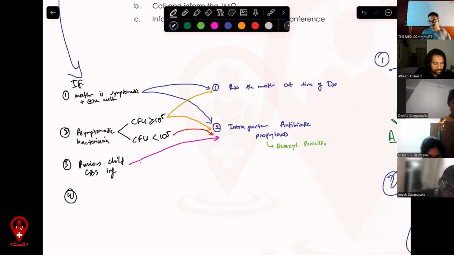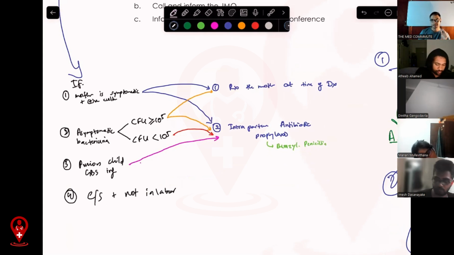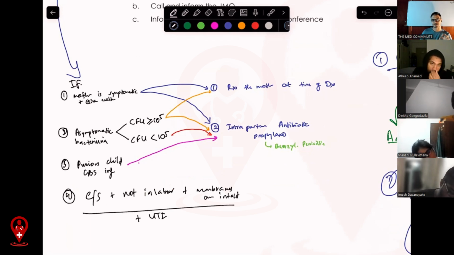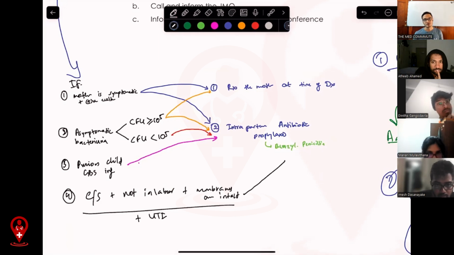Then guys, the last condition here, just for you all to know, if it is a planned cesarean section, and the mother is currently not in labor, and the membranes are intact, right? And she's having a UTI. All this plus she's having a UTI. If this is the case, regardless of the GBS state, we don't care if she's a carrier of the group B strep. Regardless of the GBS state, since this is a planned cesarean section and this is more in our control, we can, no need to give any of this. No need for IAP. Okay.